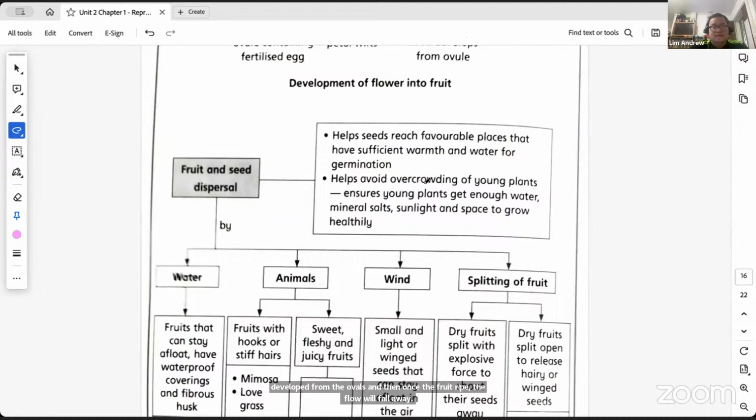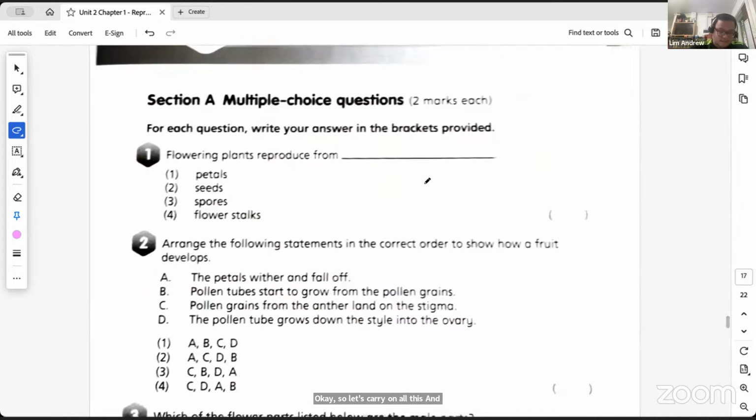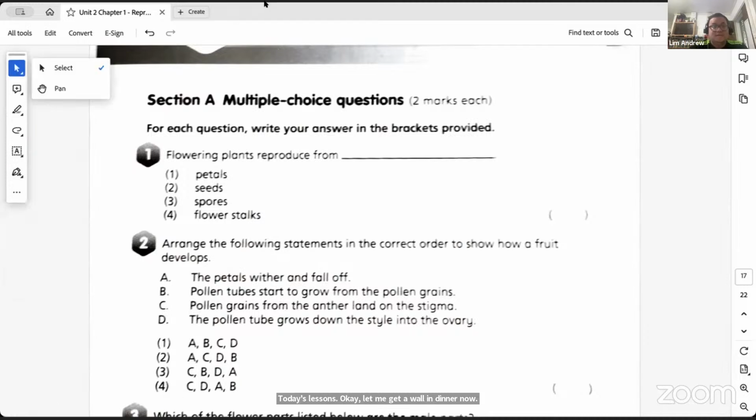Okay, let's carry on with some of the lessons here. Okay, students, I'm going to open up the floor. Let's see whether I can have a poll here, or can I do a poll for today's lesson? Okay, let me get a volunteer now. You can raise your hands if you want to answer the question.